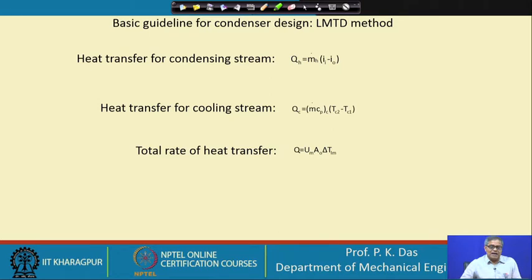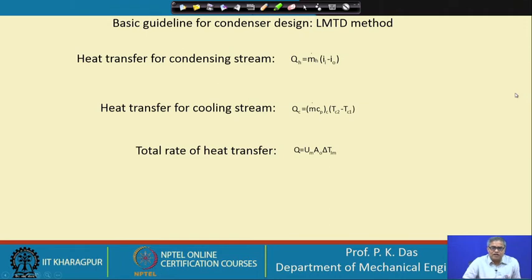With this, the basic guideline for now, as I have told, is that we will spend some time on the analysis of condensers. First we take the shell and tube type condenser. Shell and tube type heat exchangers are quite common, and we have done their design. The analysis for a shell and tube type condenser is not very much different from that. As this is the most used condenser configuration, we will spend some time on it.